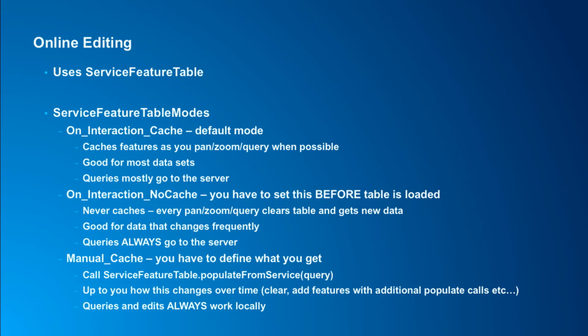Manual cache mode is completely up to you to define what information you get down client side. You call populate from service with a query, and then you can call populate from service again and decide whether you augment your existing query or blow the old query away and repopulate it. So it gives you complete control over fetching features. Queries and edits are always done locally. So if you have done a populate from service and then you query that table, that query will always work client side and won't take into account any updates on the service. But you can still edit it and you can still apply those edits back to the service if you like.